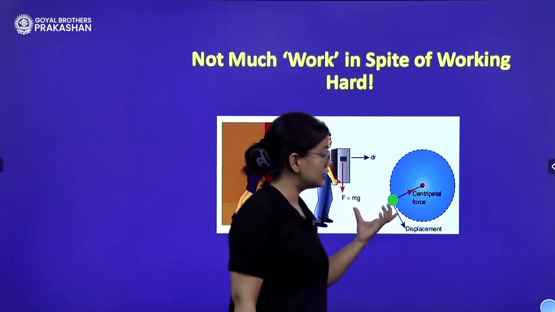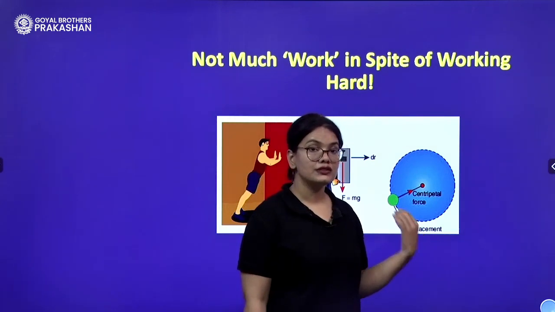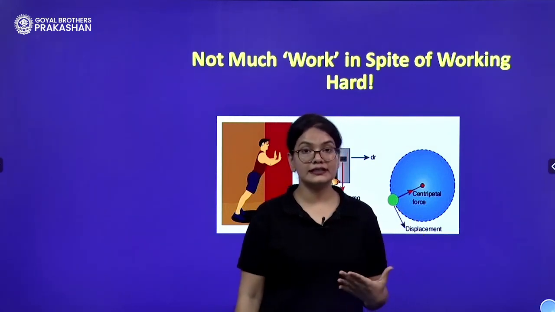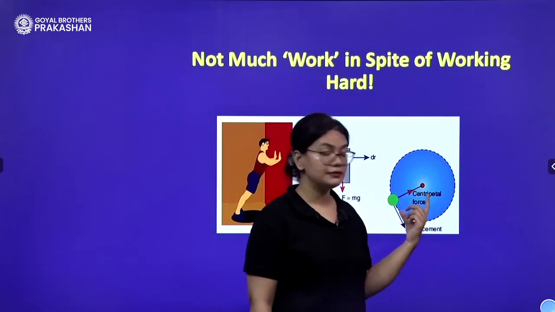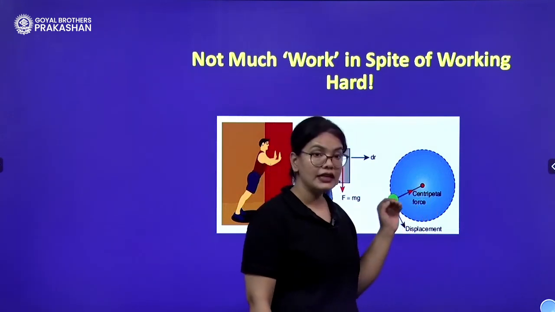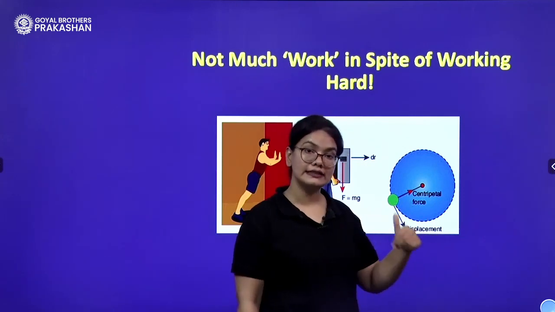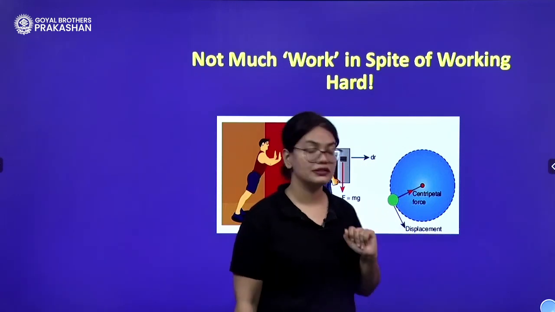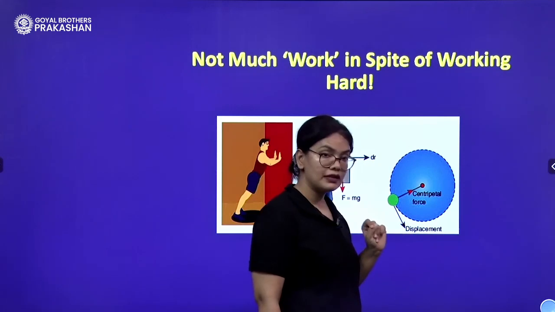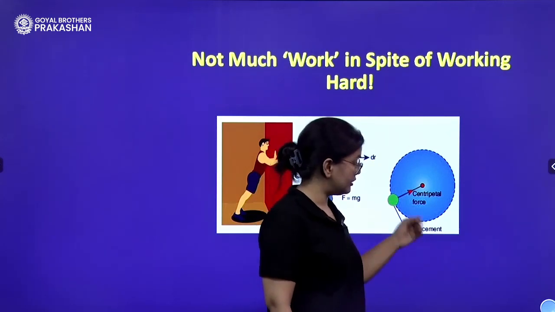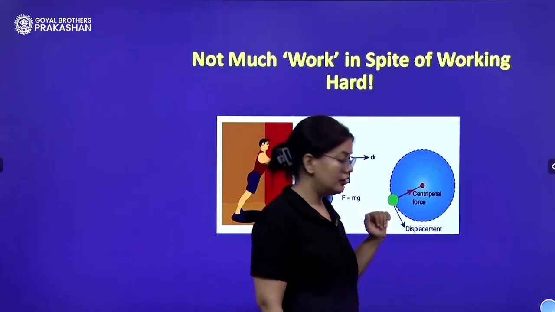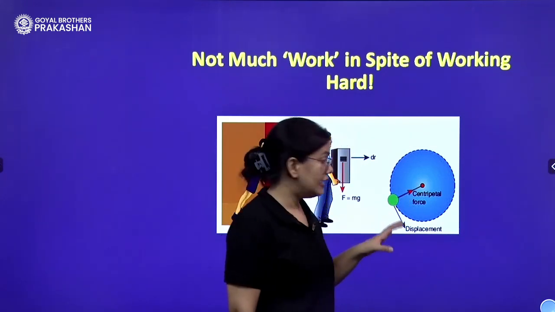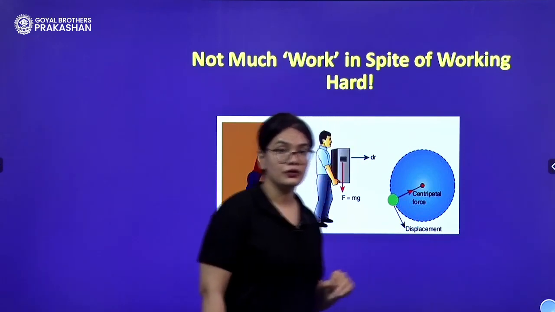Next is the work done by the centripetal force. We have already discussed centripetal force in the chapter on gravitation: it is the force which keeps the body in circular motion, and it acts towards the center. The displacement is in the perpendicular direction, so there is a 90-degree angle between the force and displacement, and because of that there is zero work.